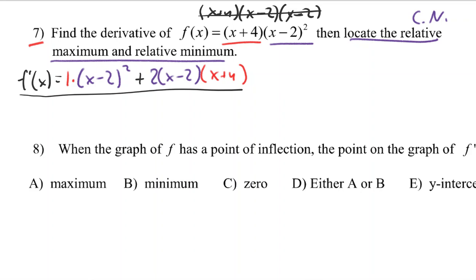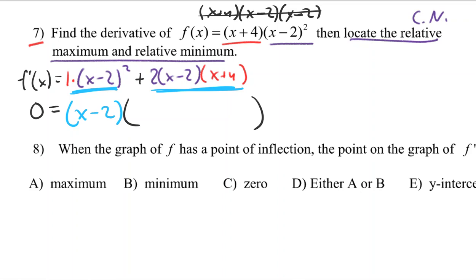So critical numbers are where this is going to be undefined. This is not going to be undefined anywhere because we don't have any x's in the denominator, or where it equals 0. So what I notice, and this is kind of like one of those practice FRQs we did a week or two ago, this term and this term have a GCF. They both have an x minus 2. So I can factor that out.